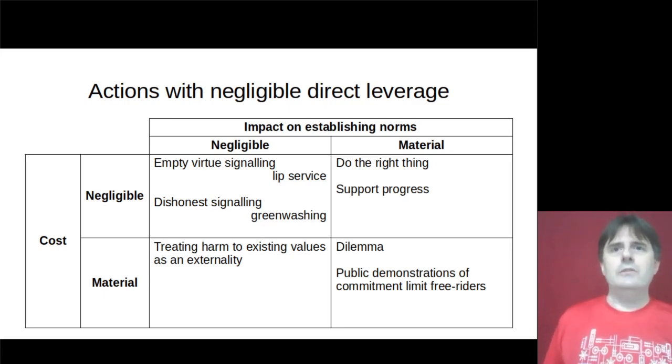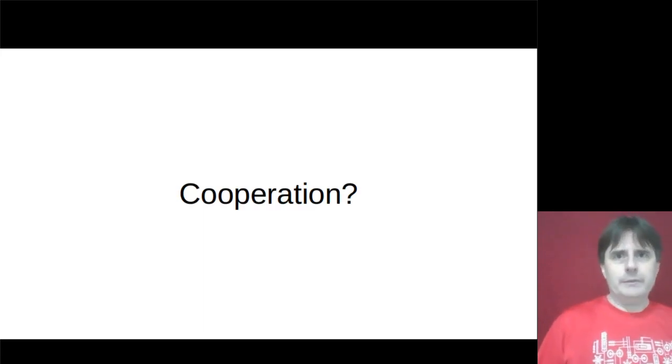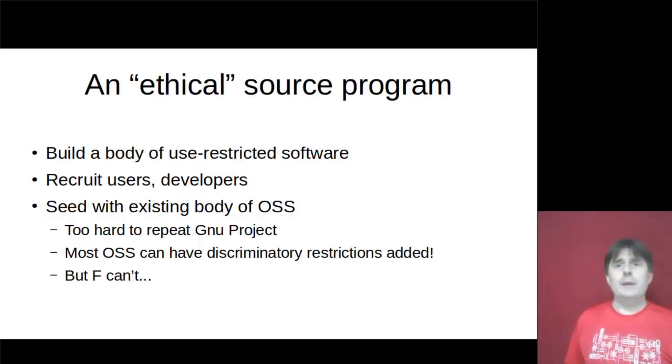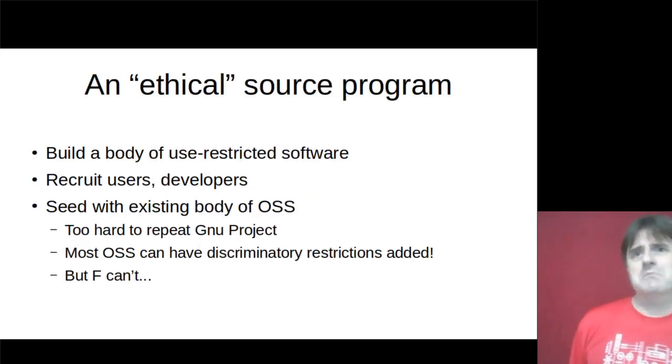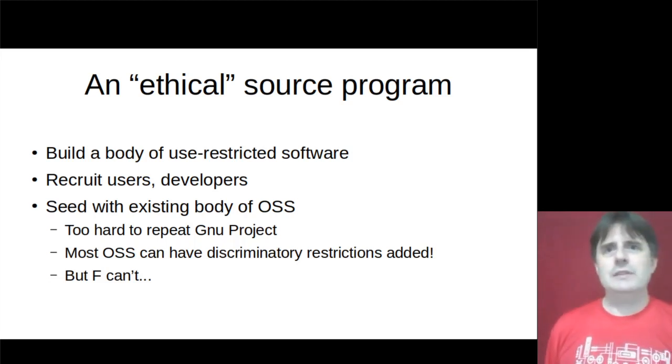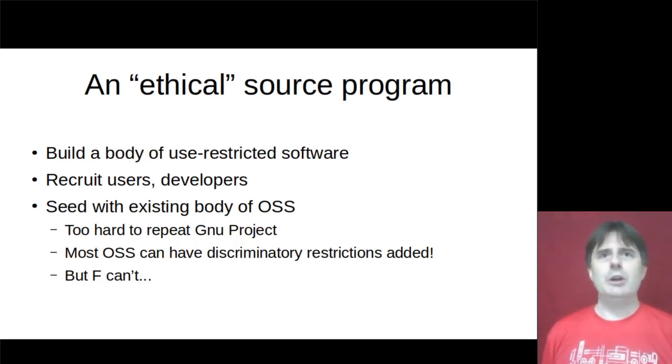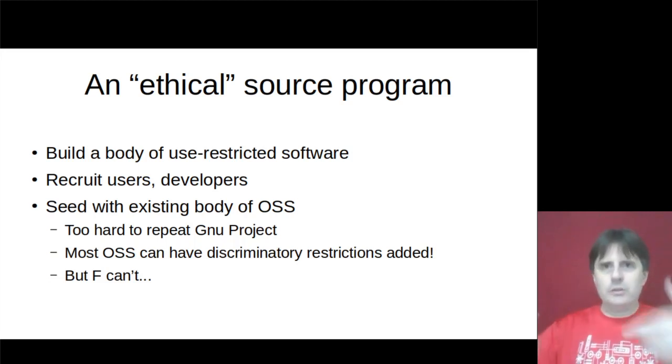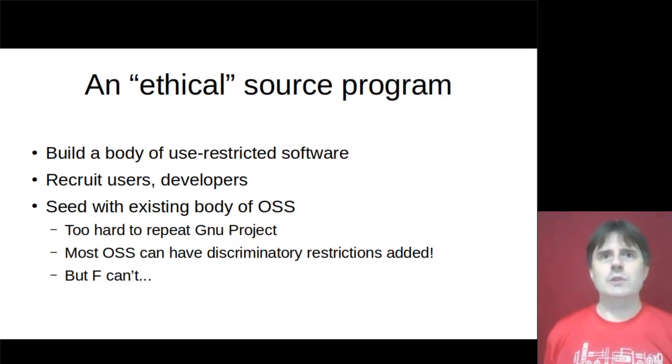In that case, you perhaps look for ways to cooperate. So, okay, what are we going to cooperate with? So ethical source programs are being talked about. I would suggest that, amongst other things, this might include building a body of use-restricted software and recruiting users and developers in the same ongoing cycles that exist in free and open source communities. It would seem obvious to seed with an existing body of open source software.